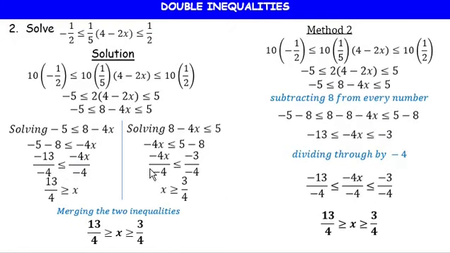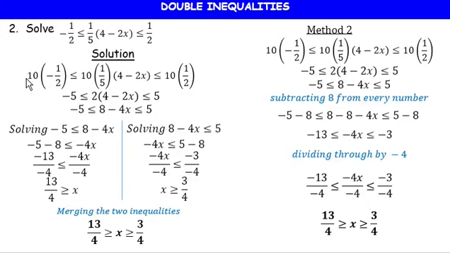Okay, so we have to solve -1/2 less than or equal to 1/5 into bracket 4 minus 2x less than or equal to 1/2. Alright, so here the first thing is to multiply through by the LCM, so as to get rid of the denominators, right? So the LCM here clearly is 10. So we're going to have 10 multiplying the expression -1/2 less than or equal to 10 multiplying the expression 1/5 into brackets 4 minus 2x less than or equal to 10 multiplying the expression 1/2.